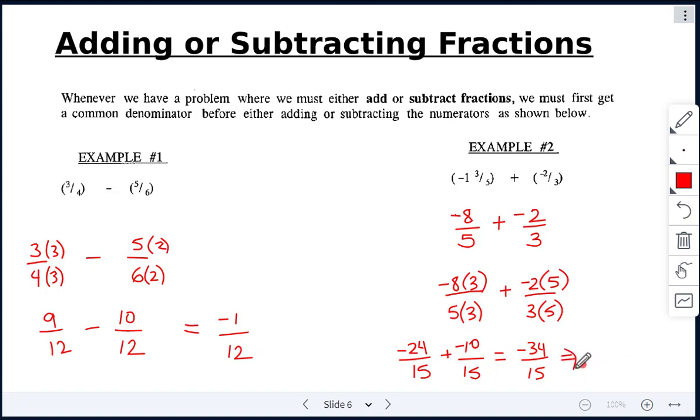So how many times can 15 go into 34? 2 times, but don't forget there's a negative there. And then we still have 15 as our denominator, and we'll have 4 as our numerator. So 15 times negative 2, that's negative 30, and then we have to add the 4.